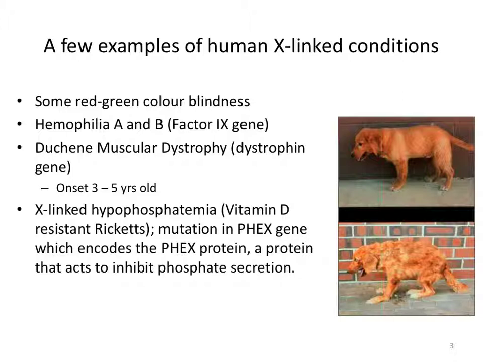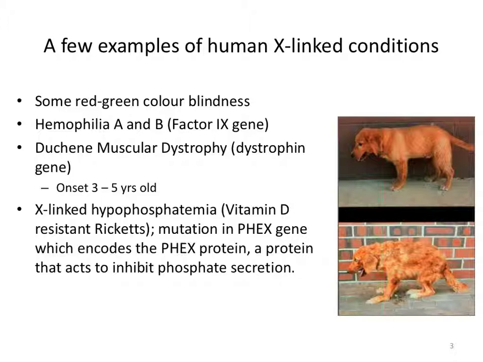There's a disease called Duchenne's muscular dystrophy, which is associated with having a mutant form of the dystrophin protein, and it results in very severe neurological and muscular degeneration. The dog shown there on the right unfortunately has Duchenne's muscular dystrophy, so it does affect canines, and it typically comes on in humans at the age of between 3 and 5 years of age.